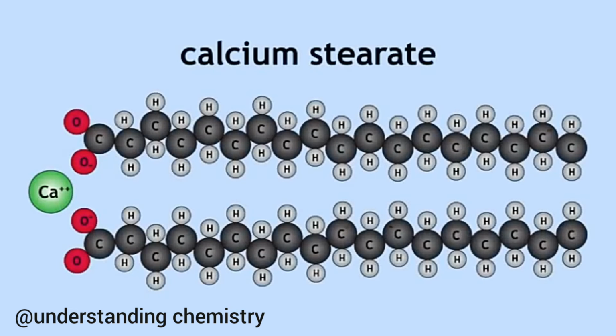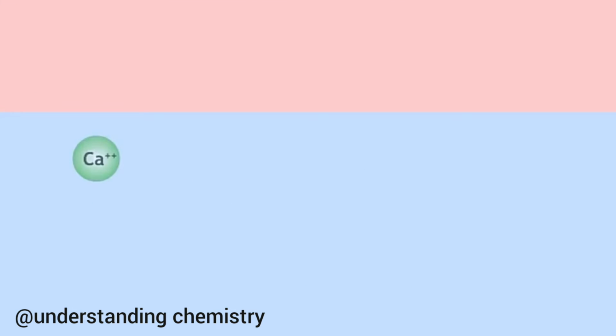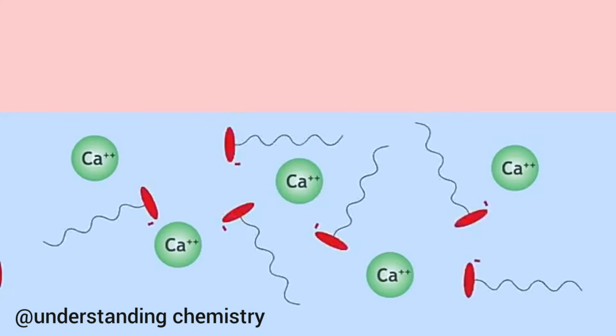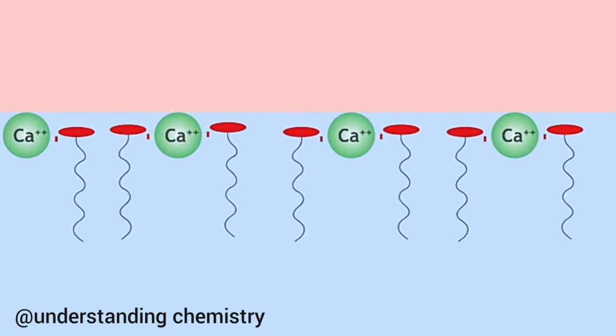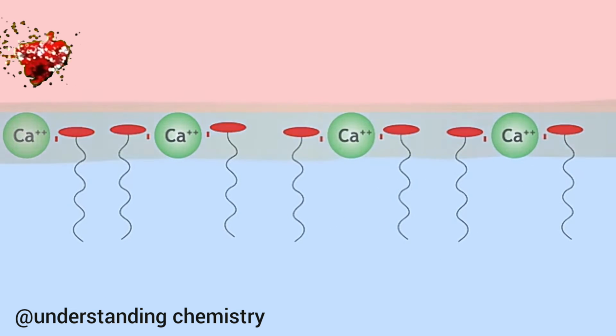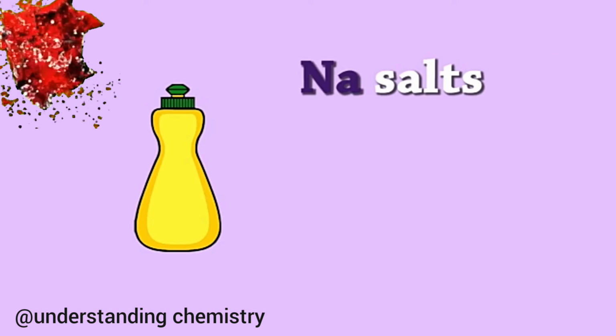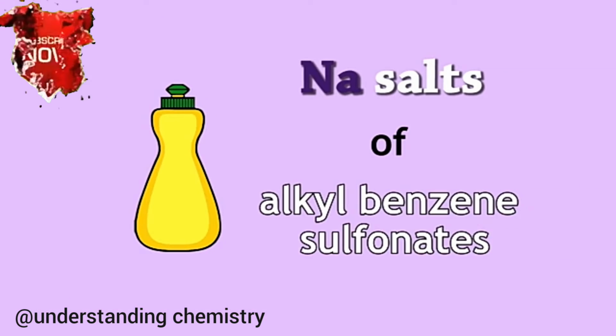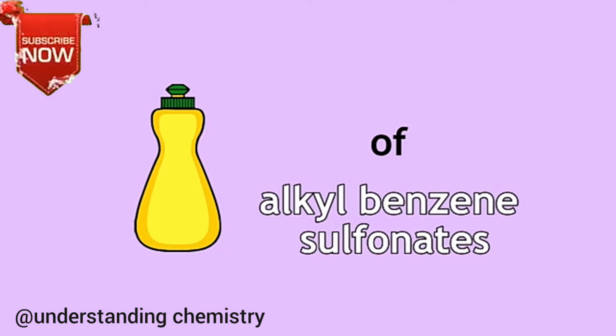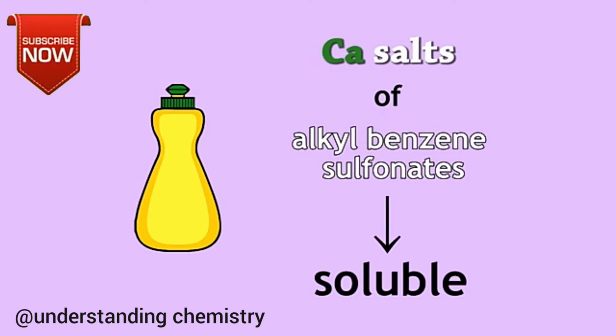However, calcium stearate is insoluble, so if the water contains calcium ions, the soap will not work until all the calcium ions have been precipitated out as scum. Detergents are sodium salts of compounds called alkyl benzene sulfonates, whose calcium salts are soluble, so there is no problem of scum with detergents.